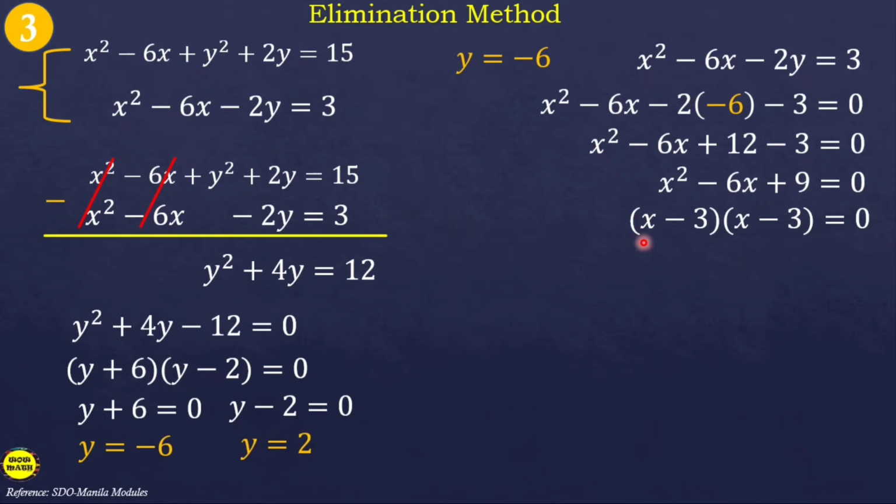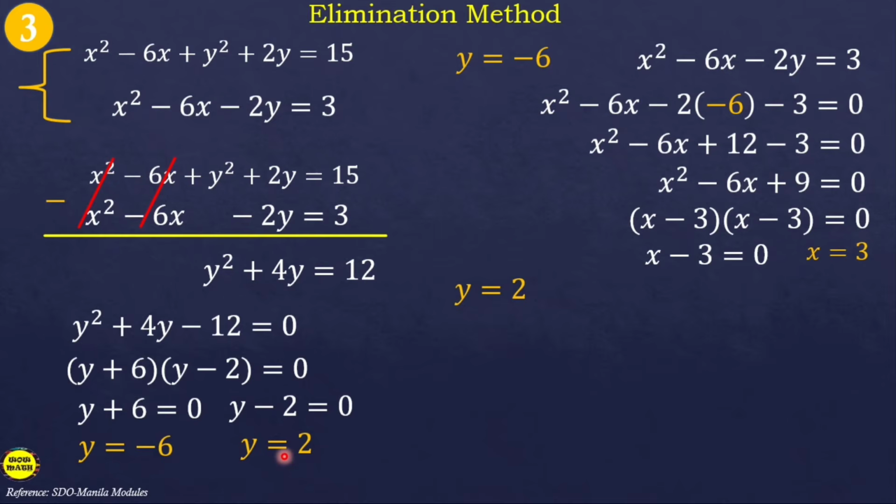So, yung factor nito is x minus 3 squared or x minus 3 times x minus 3. So, solve for x. X minus 3 is equal to 0. X is equal to positive 3. So, if your x is 3, so your y is negative 6.